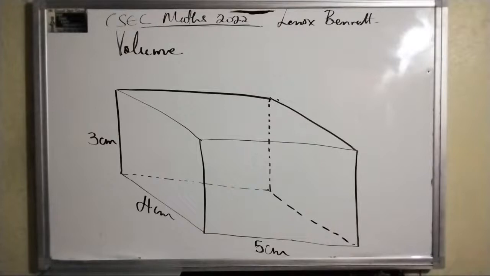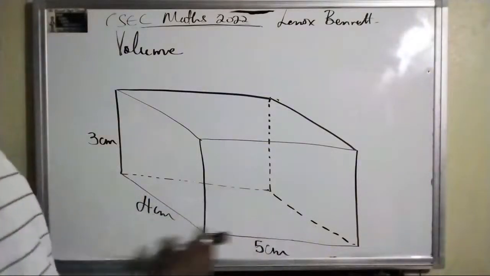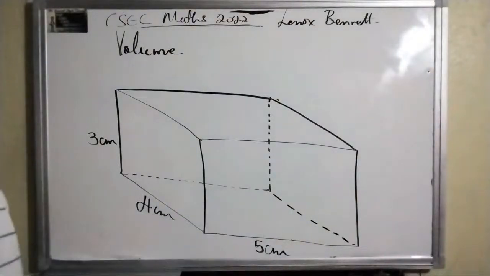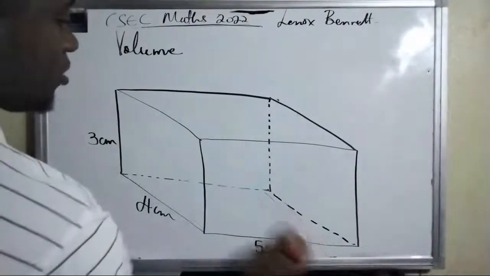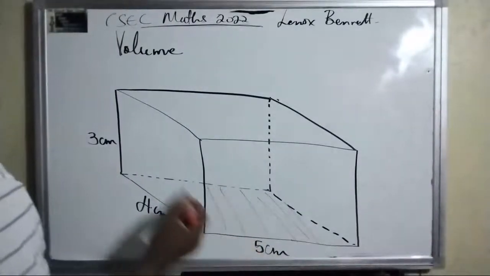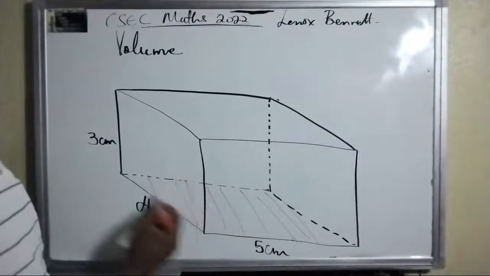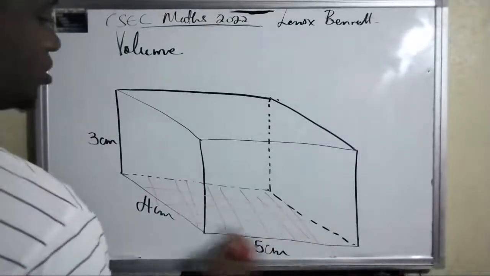All right, let us see. Now, if you said that the difference was that it's a rectangular base, because look at it, the base is 5 by 4, that is indeed correct, right? So it's a rectangular base as opposed to a square base.